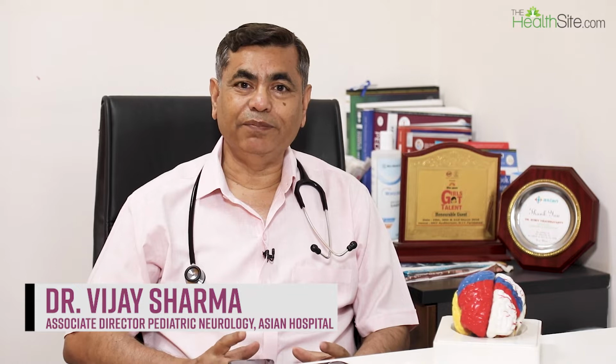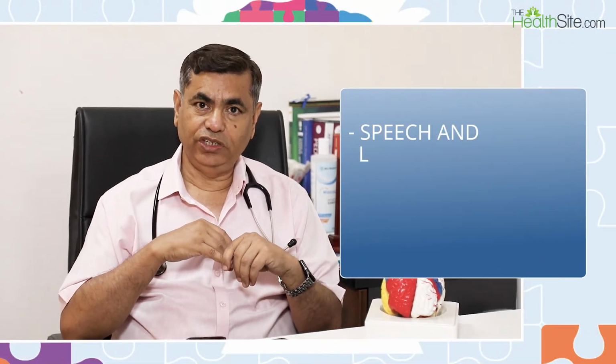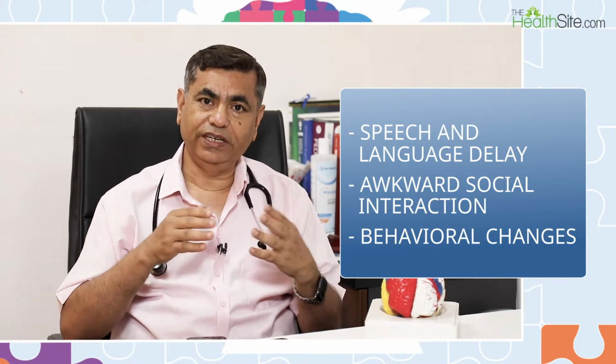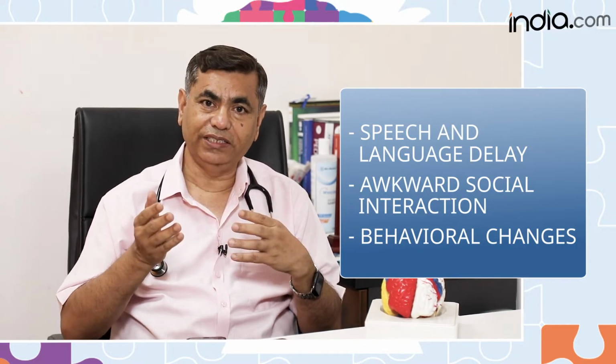Autism is a bit difficult to explain completely in a small definition, but basically the main problems that we have in autism are: number one, they have speech and language delay, both in expression and receptive language. Number two, they have problems with social interaction and communication. And number three, the main other thing is their behavior.